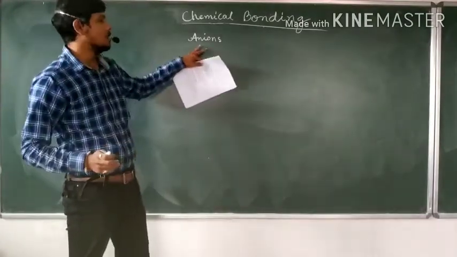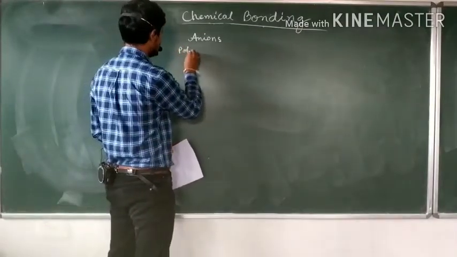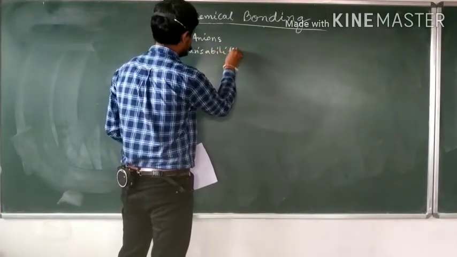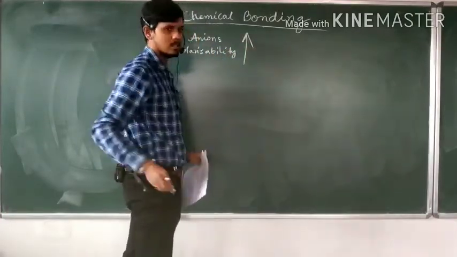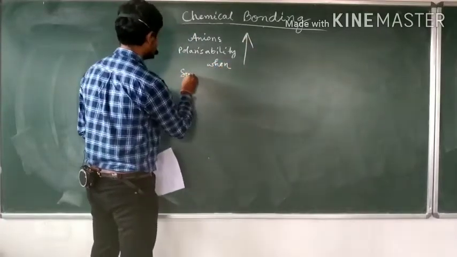So the polarizability of anions: polarizability increases when the size of the anion increases.